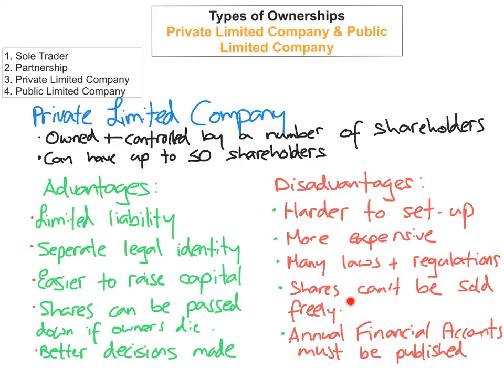Again, shares can't be freely sold. Because it's a private limited company, it's not a public limited company where anybody can buy the shares. So there must be certain criteria that people must meet in order to buy shares. And another disadvantage is that your annual financial accounts must be published. At the end of the financial year, your annual returns must be sent to the Register of Companies, and this makes it public to everybody, so everyone can see financially how well you're doing. So this is also another disadvantage.